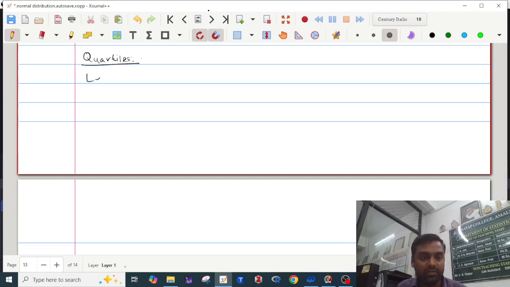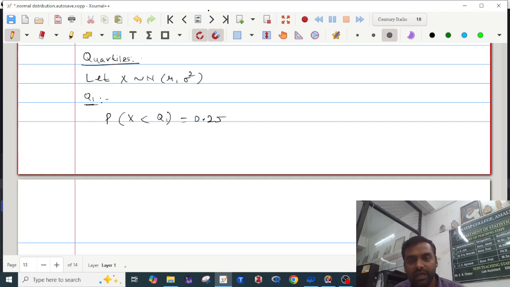Let x follow normal distribution with parameters mu comma sigma square. By definition of quartile, if you want to find q1, probability of x less than q1 equals 0.25, as q1 is that value up to which there are 25%.